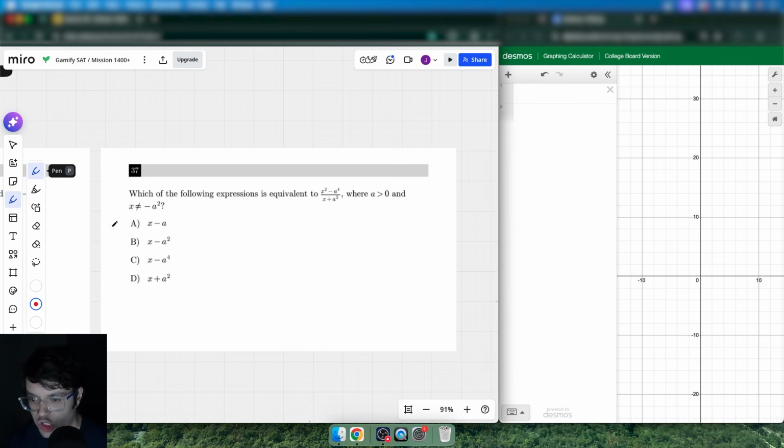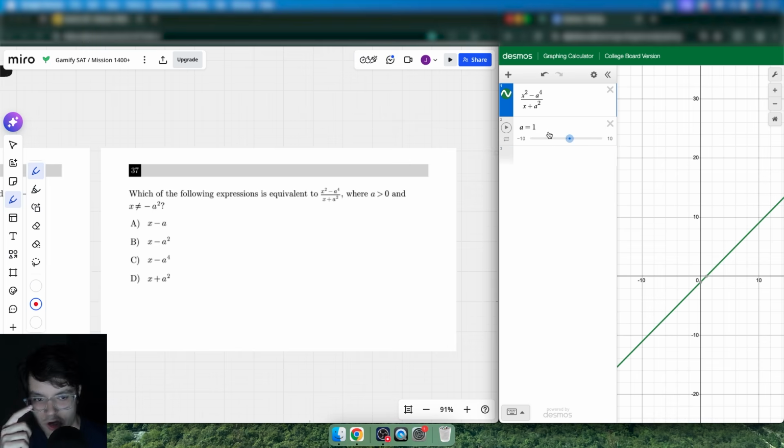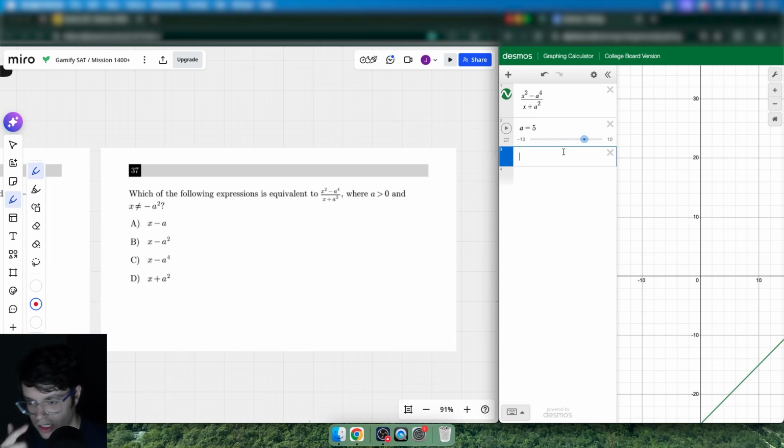Similar thing here, though we do have a constant in there as well. So again, we can just choose whatever number we want for that. We have x squared minus a to the 4th. And then we divide that whole thing by x plus a squared. Again, then we add the slider here. I'm just going to make it 5 just to keep it good. And then just see which one of these gives us the same exact thing.